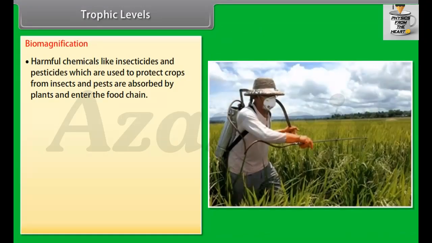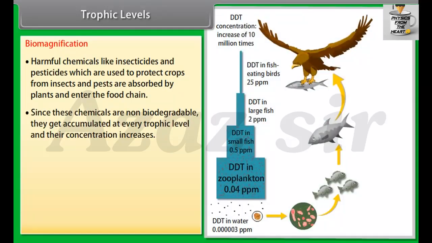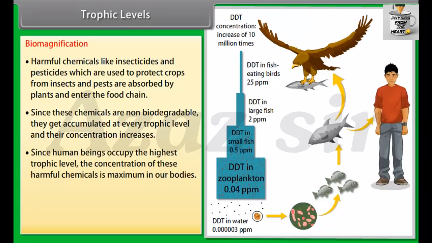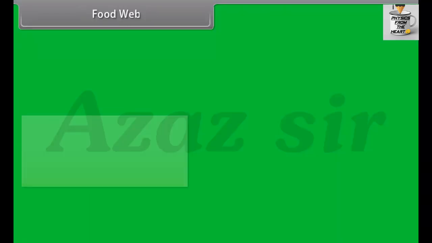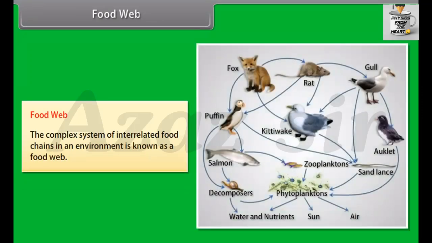Biomagnification. Harmful chemicals like insecticides and pesticides, which are used to protect crops from insects and pests, are absorbed by plants and enter the food chain. Since these chemicals are non-biodegradable, they get accumulated at every trophic level and their concentration increases. Since human beings occupy the highest trophic level, the concentration of these harmful chemicals is maximum in our bodies. The increase in concentration of harmful chemicals in the bodies of organisms at higher trophic levels is called biological magnification. Food web. The complex system of interrelated food chains in an environment is known as food web.